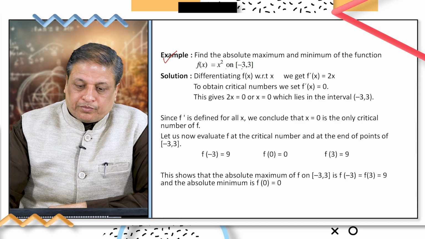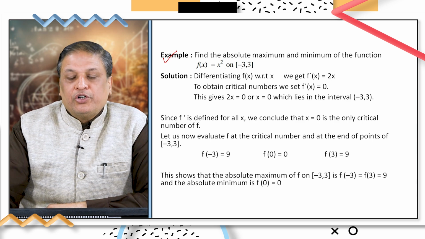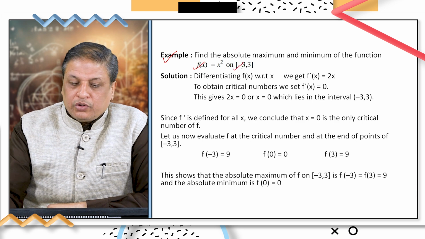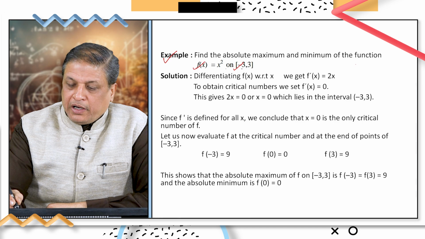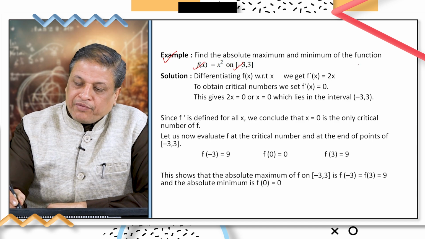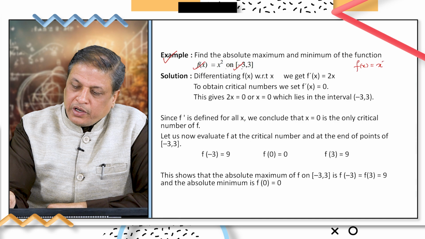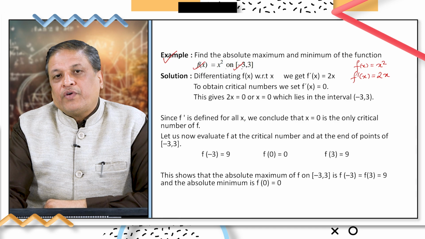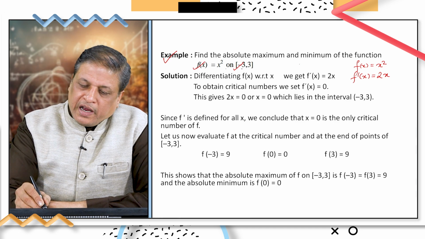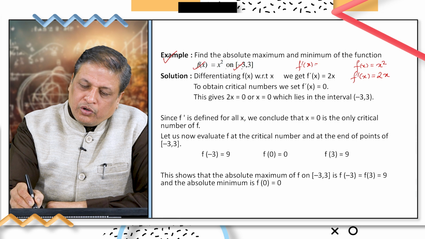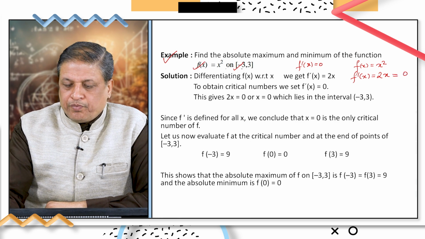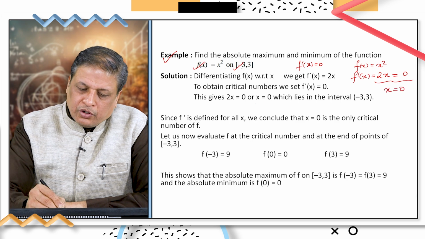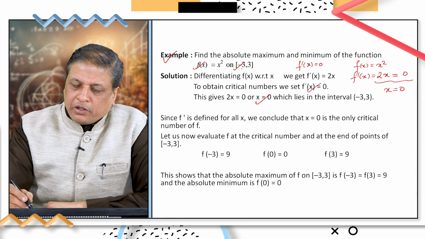Here is an example wherein we are supposed to find the absolute maximum and minimum of the function f(x) equal to x square in the interval -3 to 3. In order to find the critical number, we are firstly supposed to differentiate f(x). So, f(x) is given to us as x square. The first derivative, that is f dash x, will turn out to be 2x. Now, in order to find the critical value, we know that f dash x is to be 0, so this is to be placed at 0. This equation will be satisfied when x is equal to 0.